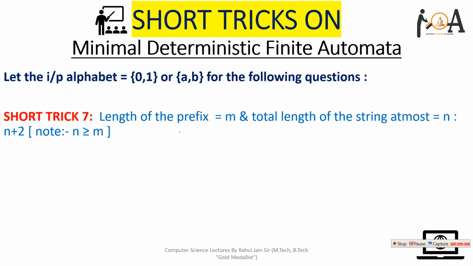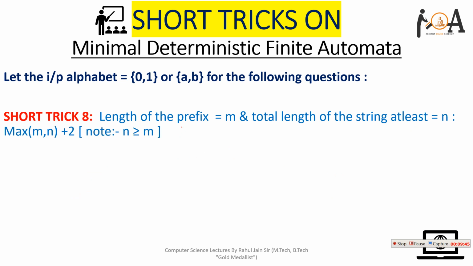Shortcut trick 7. If in an exam you are asked that the length of the prefix should be m and total length of the string is at most n, in that case n plus 2 is the answer. If the length of the prefix is 5 and total length of the string is at most 7, then how many states would be there in its minimal DFA? Just answer it, n plus 2, that is 9 states would be there.